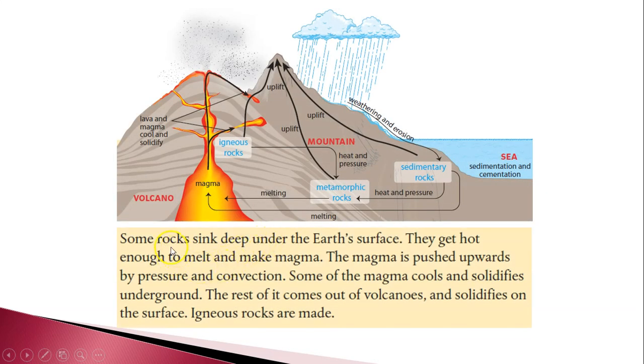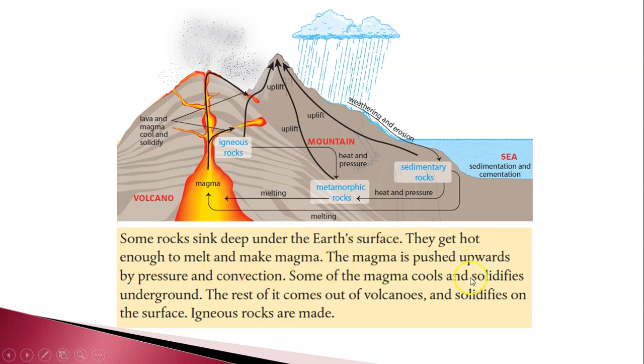And then some rocks sink deep under the Earth's surface. What will happen is they will get very hot, and then they will melt, and that's how magma is formed. Actually, we have learned the hot liquid rock is called magma. The rocks under the Earth's surface will get hot and melt to make magma.